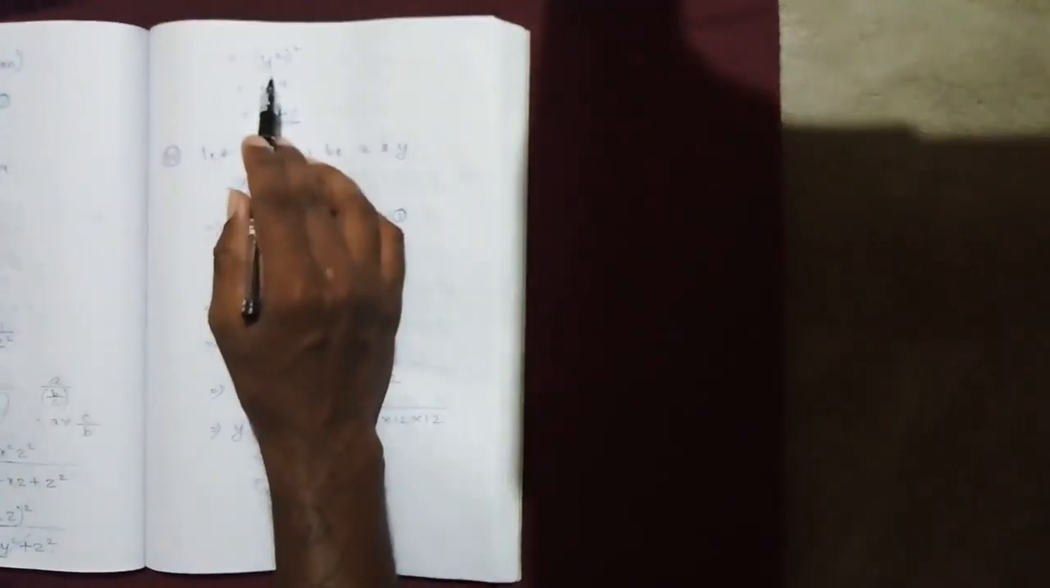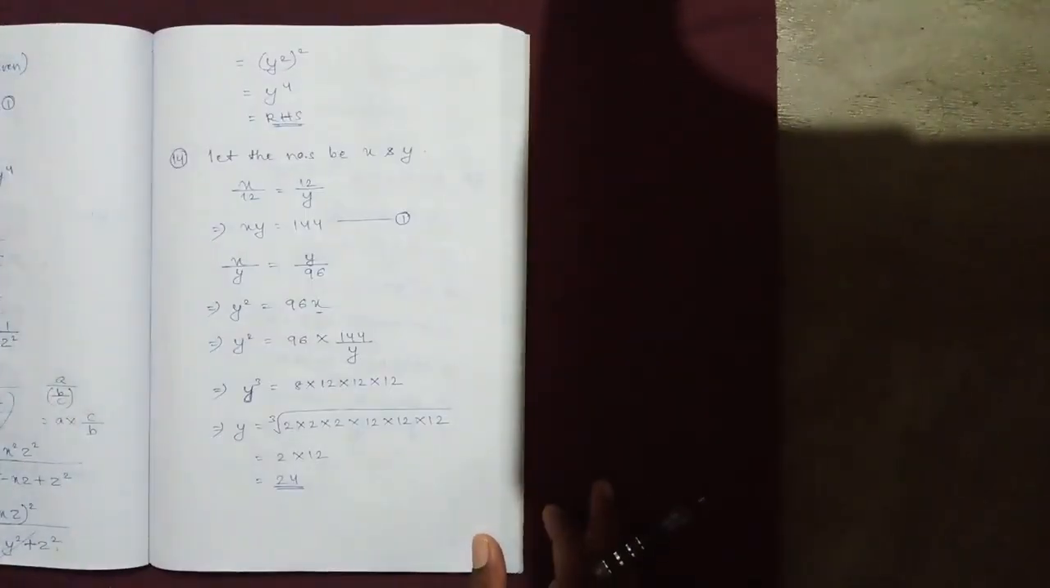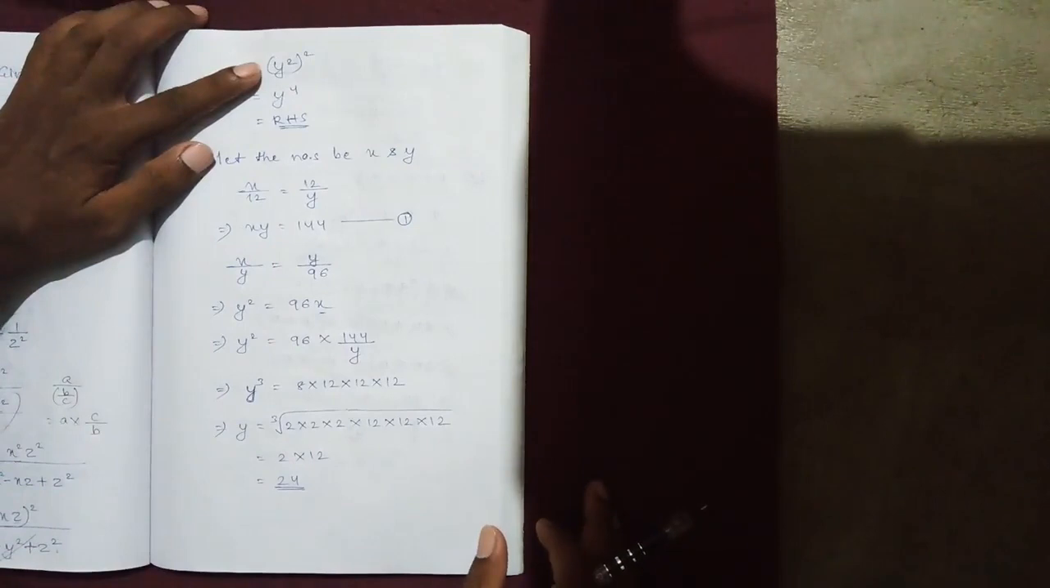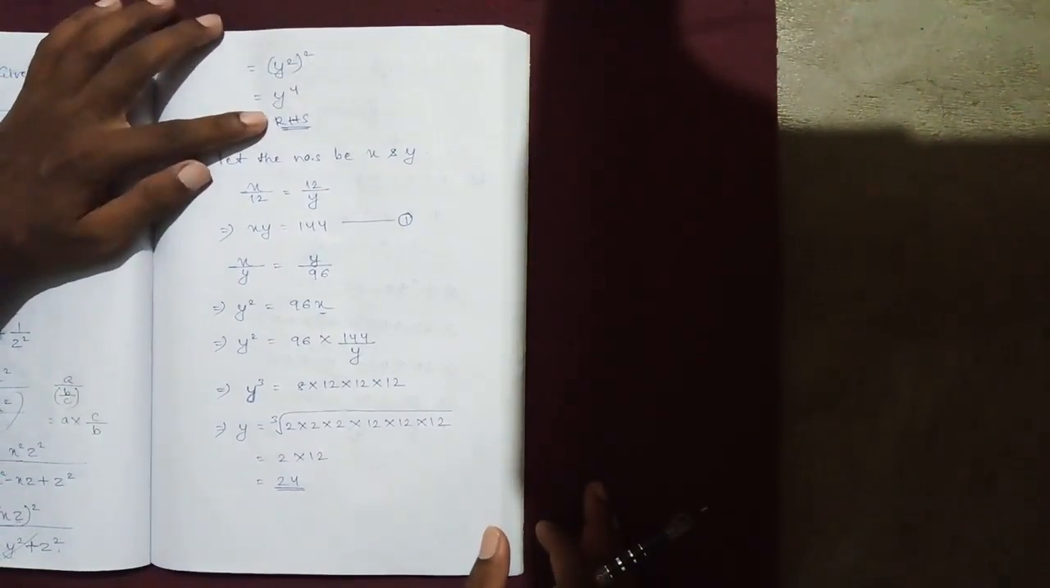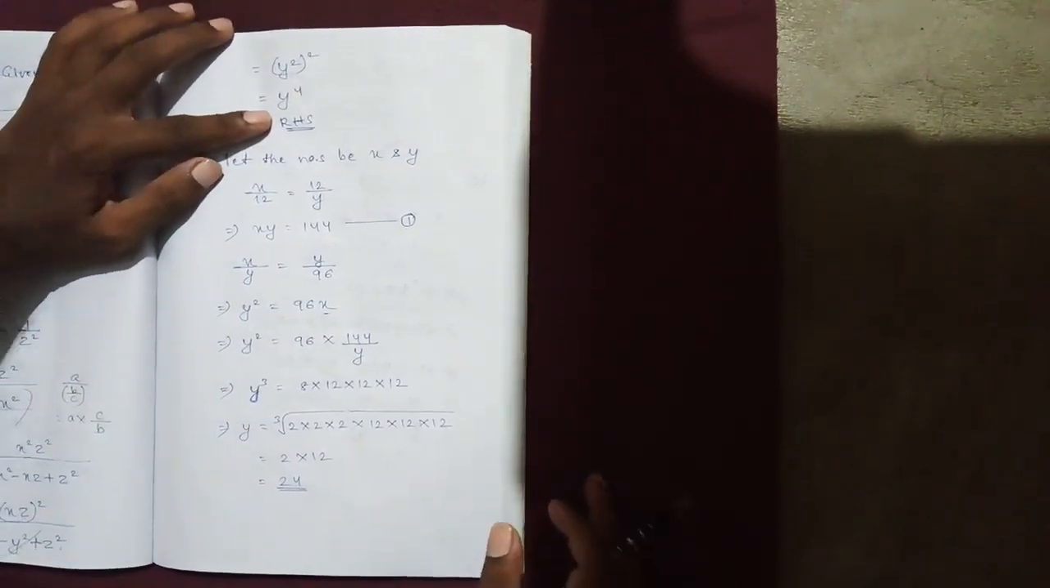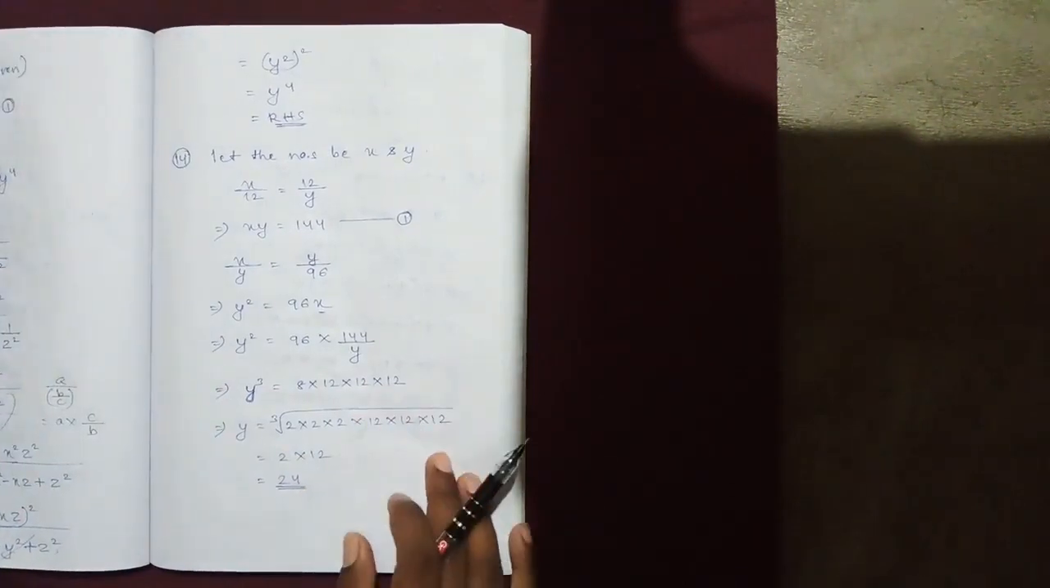Okay, as you can see I have put y square, so y square whole square is equal to y power 4, which is RHS, hence proved. Okay, now move to number 14.